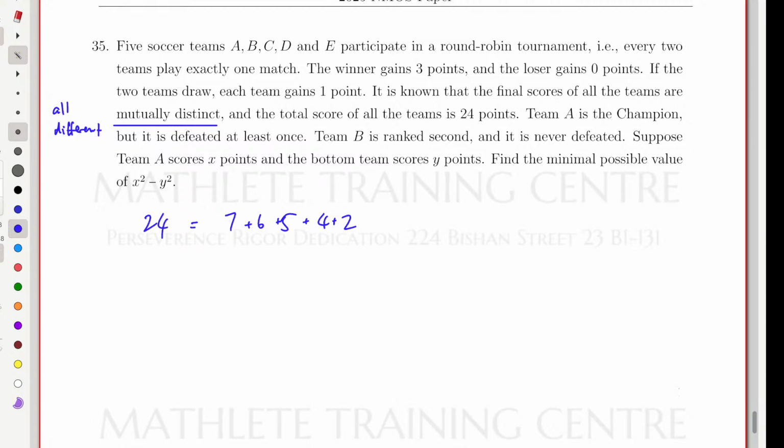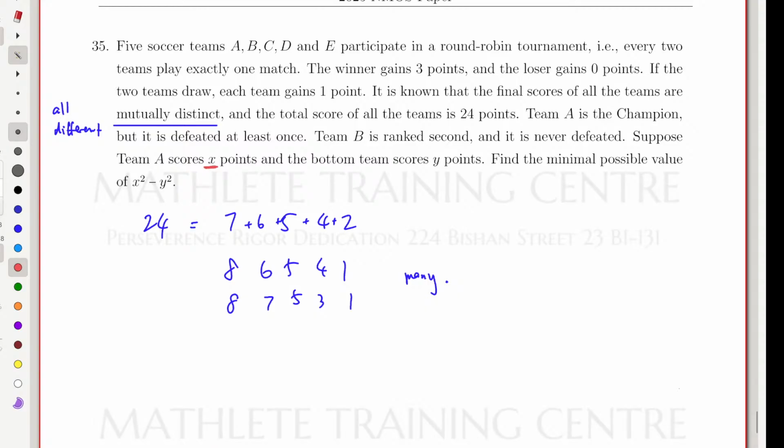For example, I can do 8, 6, 5, 4, 1, right? I can do other numbers. I can do, for example, 8, 7, 5, 3, 1. You can see that there are many, many ways for me to get 24. So there are many ways here, but the way that I want is which one?